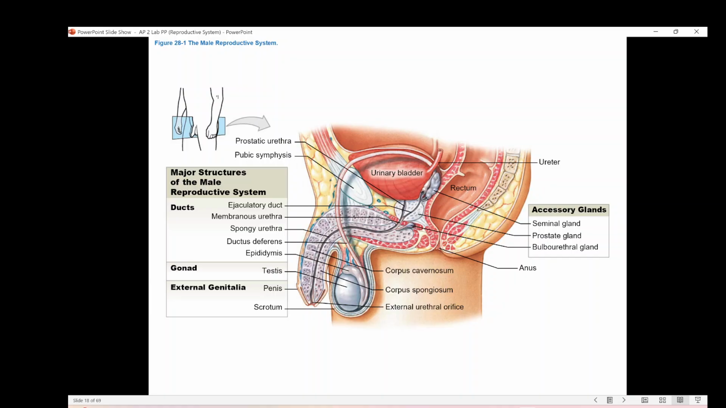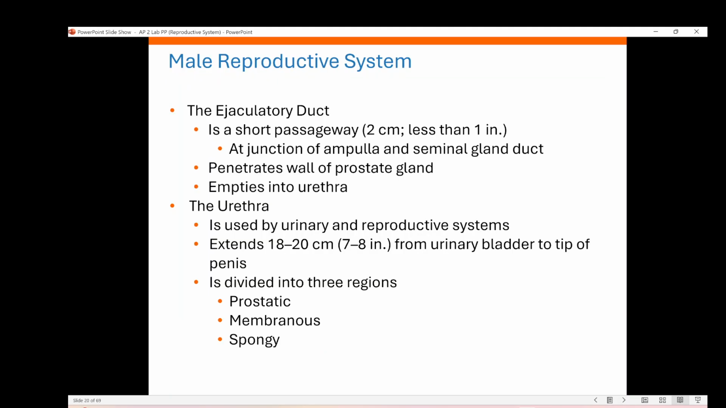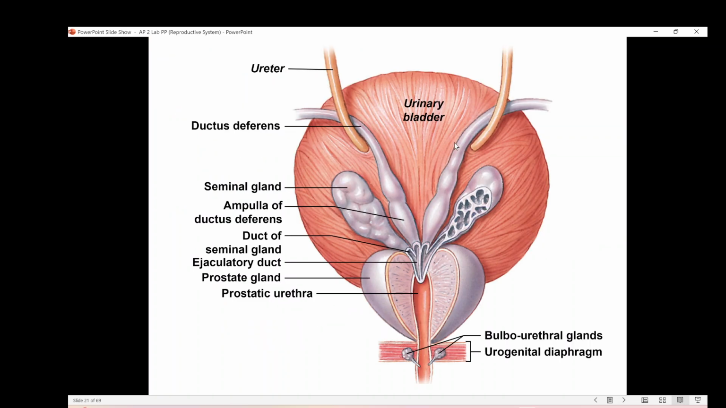Okay, so that's the course that the vas deferens runs. Now, the vas deferens is going to meet with another duct known as the ejaculatory duct. This is a short passageway, less than an inch. This is at the junction of the ampulla and a duct coming from a gland that we're going to talk about in a moment, known as the seminal gland or the seminal vesicle. So basically, this ejaculatory duct is going to be bringing the secretions of the seminal vesicle to meet with the secretions of the ampulla, which is the sperm.